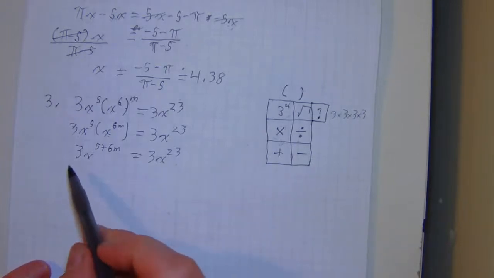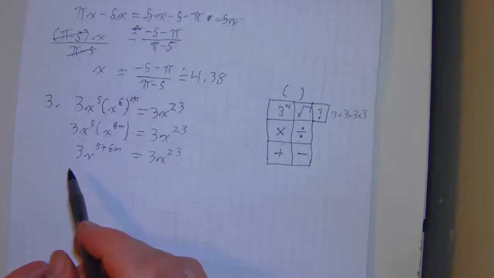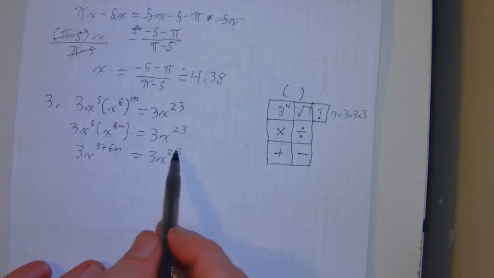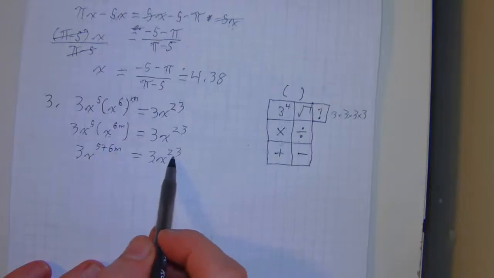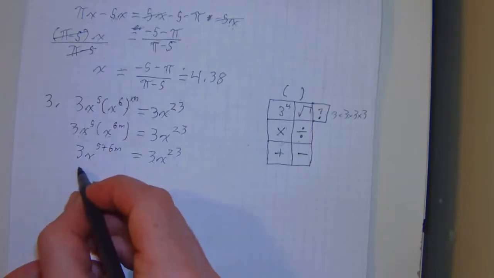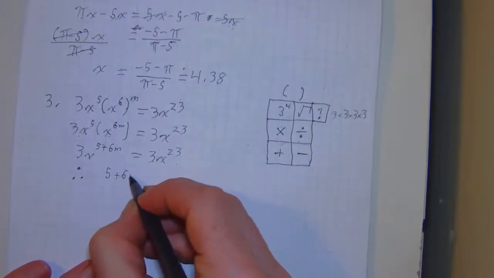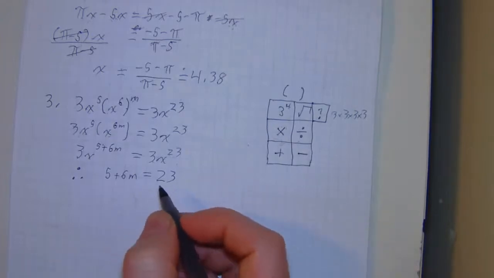All right. So now we can see that we've got pretty similar things going on here. We have the 3 multiplying on both sides. We have the x on both sides. In order for these to be the same, we're going to need 5 plus 6m to equal 23. So let's state that as its own equation. 5 plus 6m has to be the exponent 23.